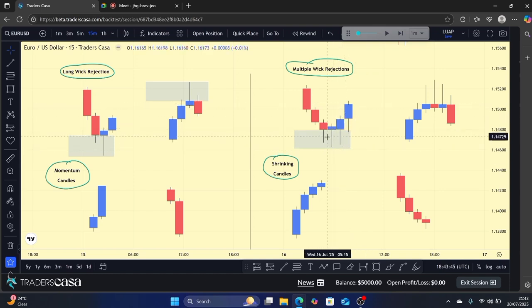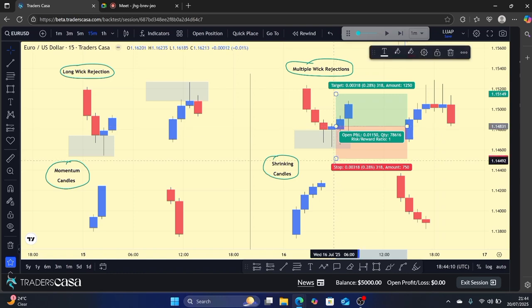So in this case, I wouldn't recommend you place the entry directly after seeing such a pattern. I said the entry should not be taken when price closes like in this case, and in this case you can see price closed bullish.